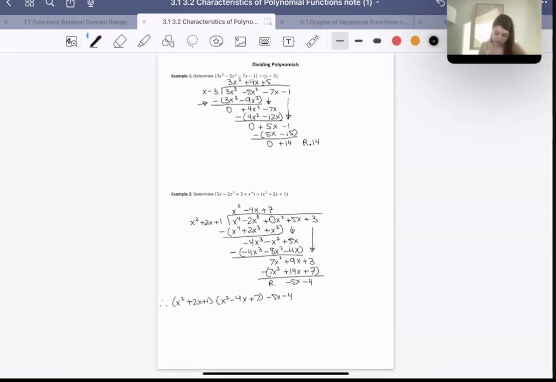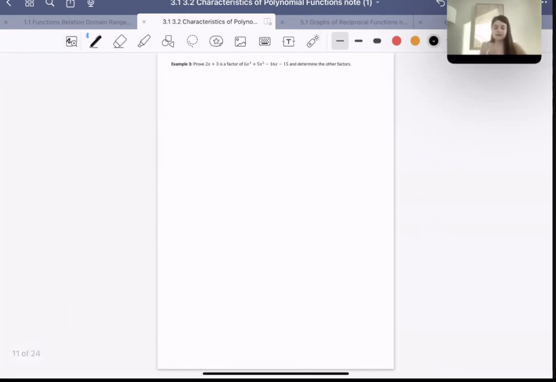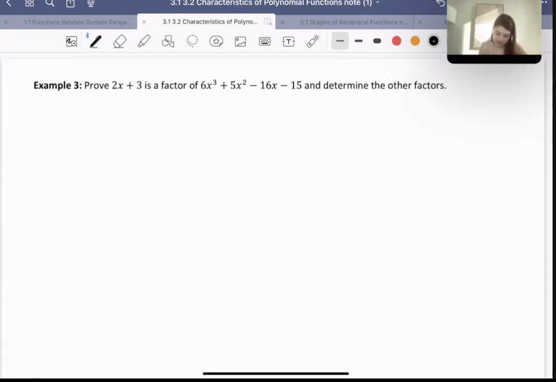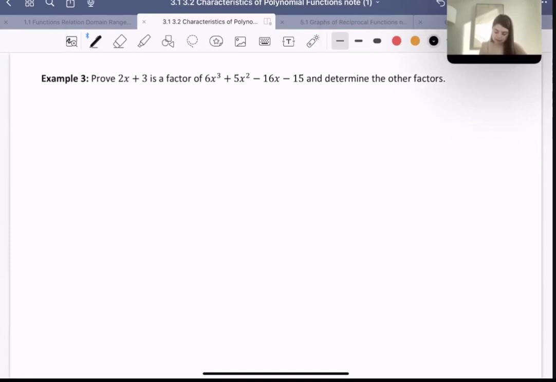All right, let's do one more example for this lesson. Here it says prove that 2x plus 3 is a factor of 6x cubed plus 5x squared minus 16x minus 15, and determine the other factors.